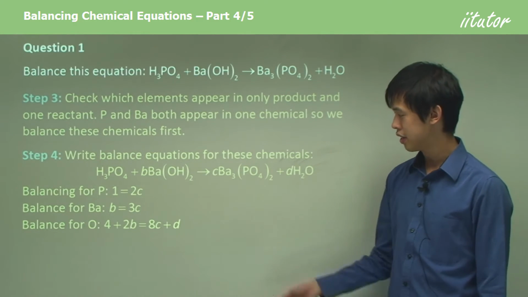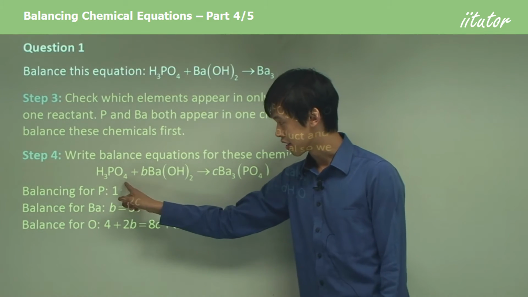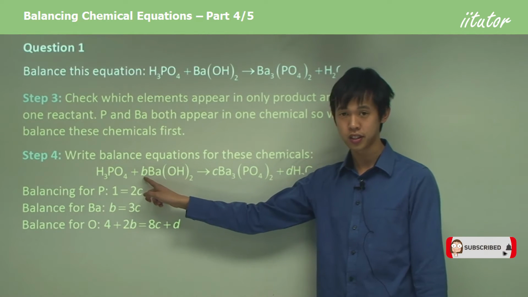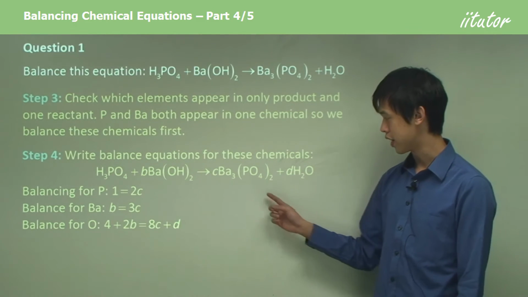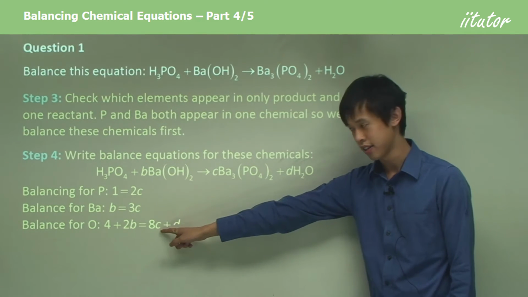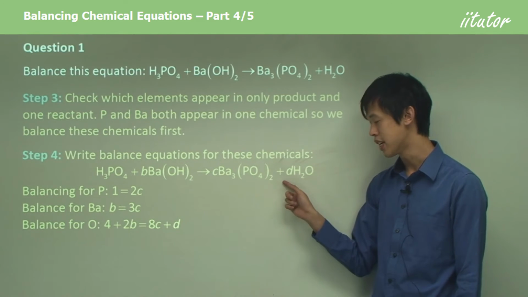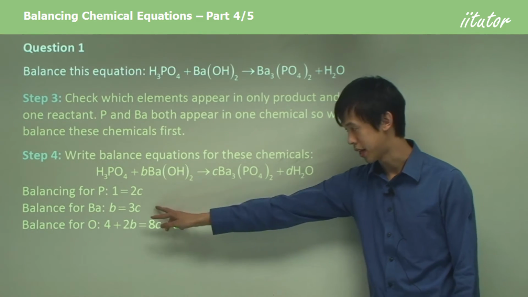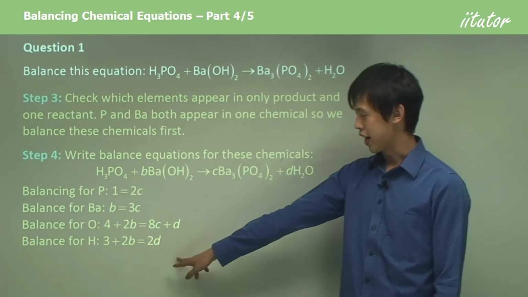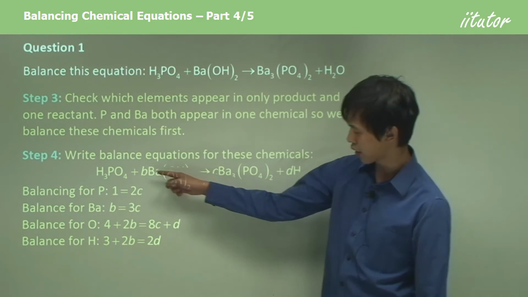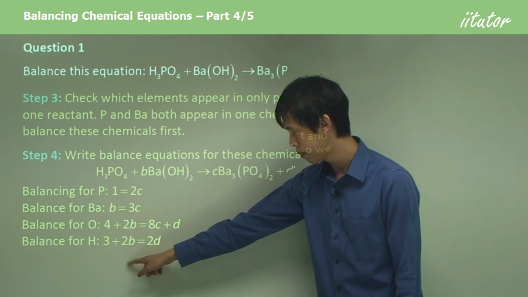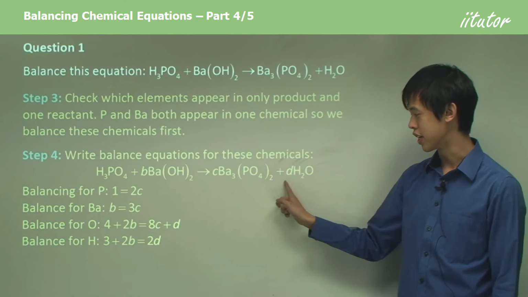Now balance for oxygen. You've got 4 on this side, plus 2 times B, because you've got 2 here and B at the front. And on the right-hand side, you've got 8 here, times C, so 8C. And you've got 1 here times D, so you've just got D. So this is our balance equation for O. Finally, you've got your balance equation for H. You've got 3 here, and 2 times B, so 3 plus 2B, and that has to equal 2D, okay?